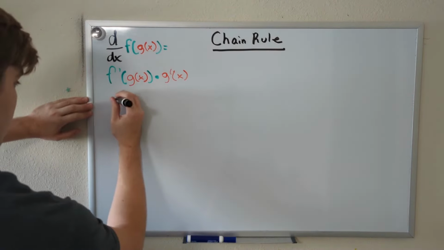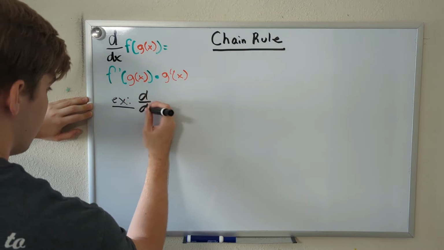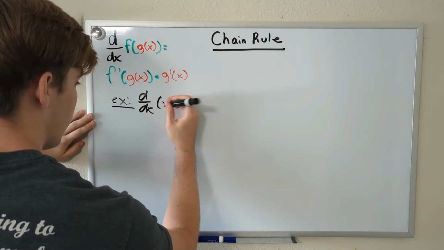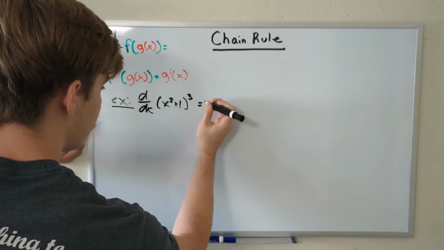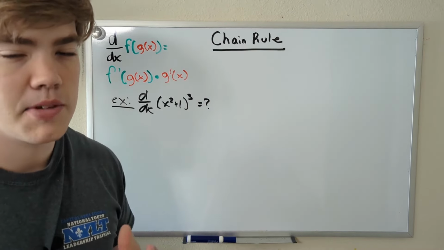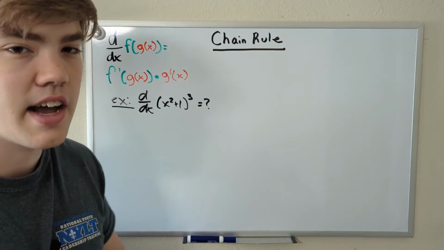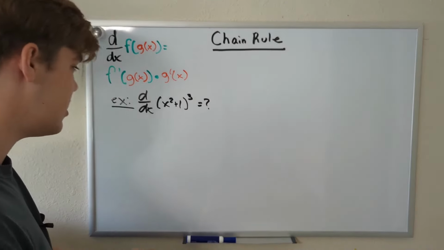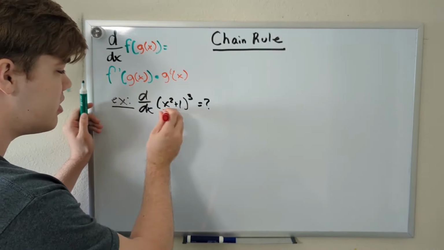Our second example will be finding the derivative, d divided by dx, of (x squared plus 1) to the 3rd power. What is this derivative equal to? Let's talk about it. So once again, we need to establish an inner and outer function. And fortunately for us, this has a very distinct inner and outer function. The obvious one here is that x squared plus 1 is the inner function. It seems to be inside of this function, inside of the parentheses.